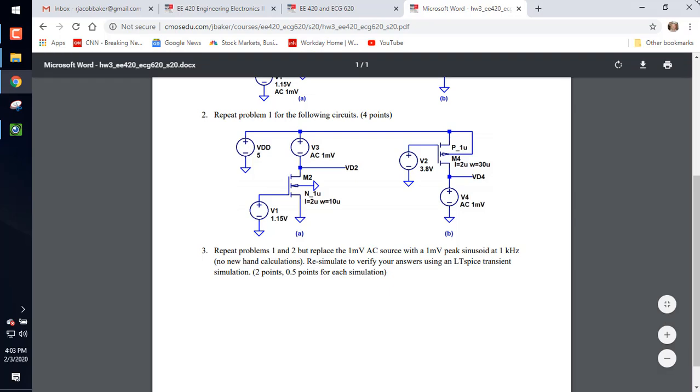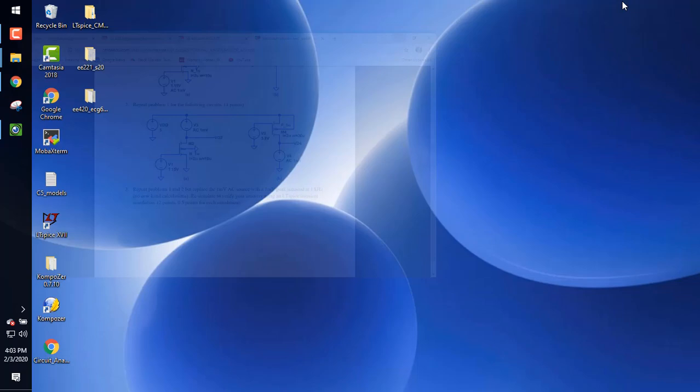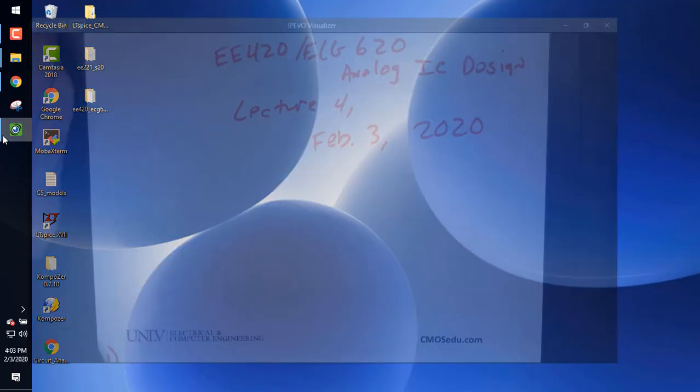All right, let's do this one first. And this is the 1 micron process, so we'll see how it goes.